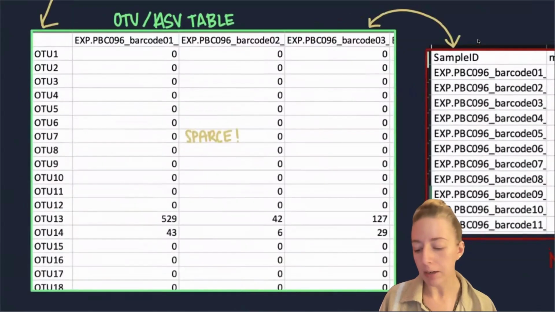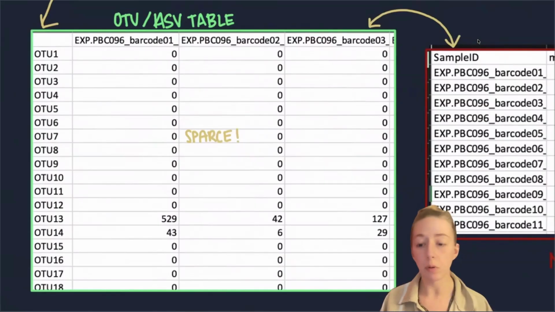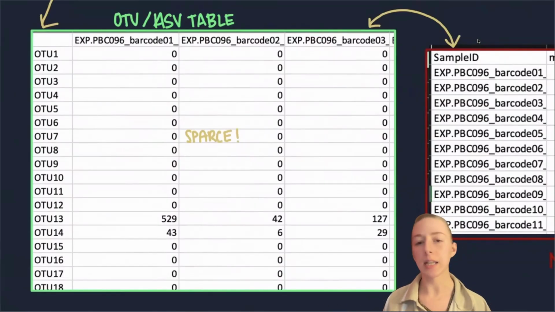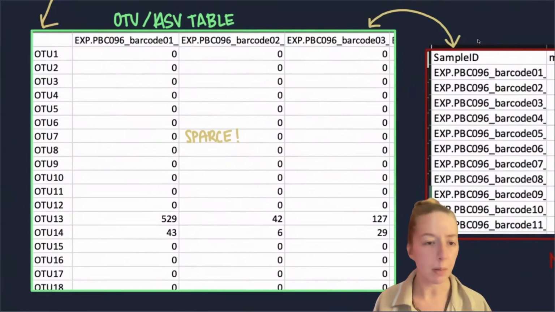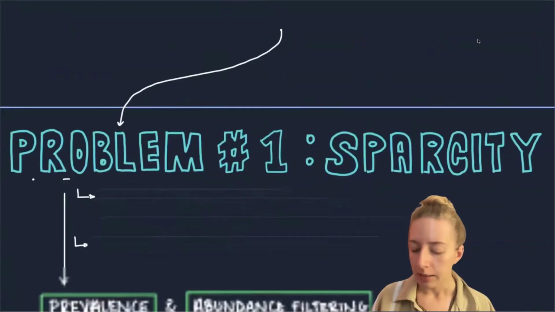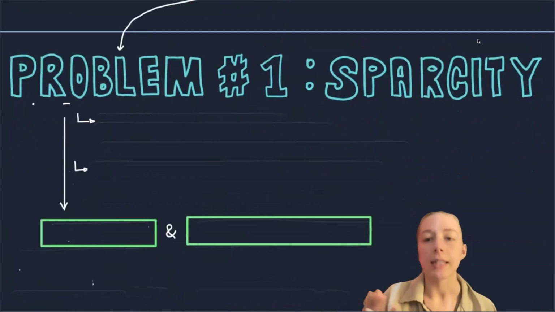Another thing I want to mention here is that data is sparse in the OTU table, and this is very normal. What I mean by sparse is all the zeros that we have. We're going to discuss that later and how that is potentially problematic down the line. Okay, so problem number one we're going to talk about is that sparsity.